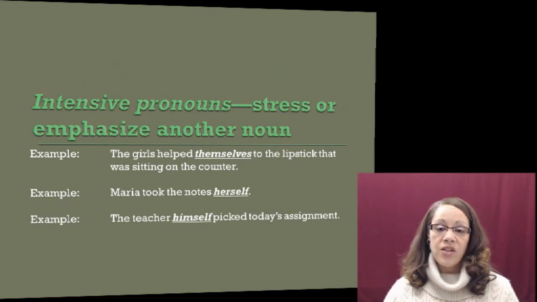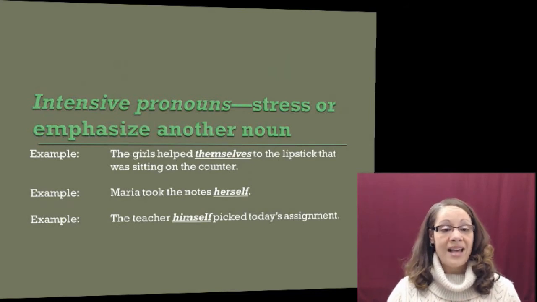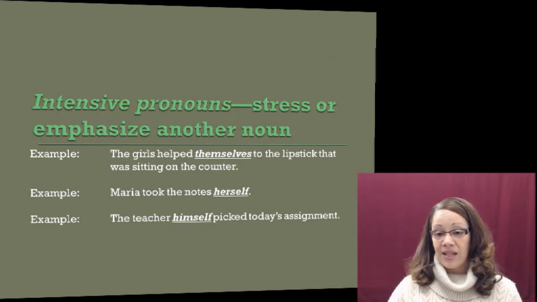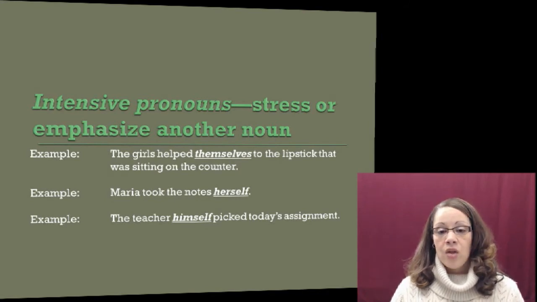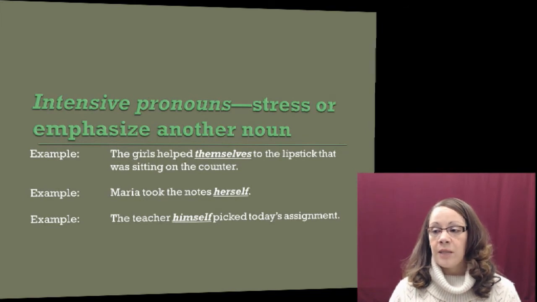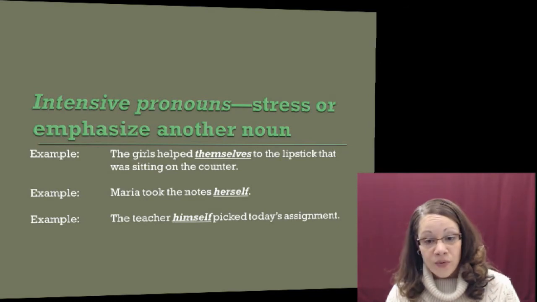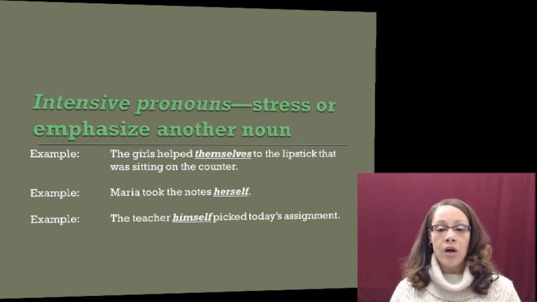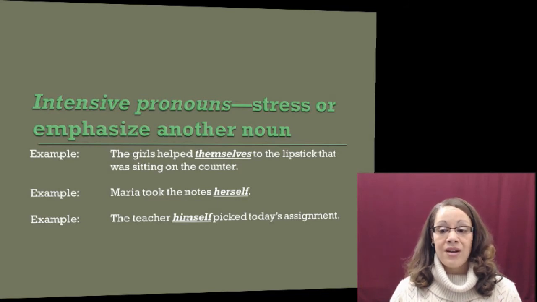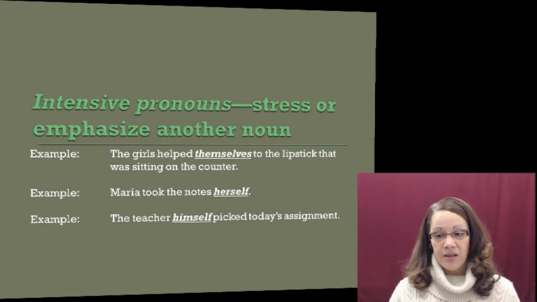Now we do have intensive pronouns, which is still class number 5 of pronouns. They stress or emphasize another noun in the sentence. Let's look at our first example of intensive pronouns being used. The girls helped themselves to the lipstick that was sitting on the counter. Who did the girls help? Themselves to the lipstick. Maria took the notes herself. Who took those notes for Maria? No one else did but herself. So herself is our intensive pronoun that emphasizes another noun, in this case Maria, in the sentence.